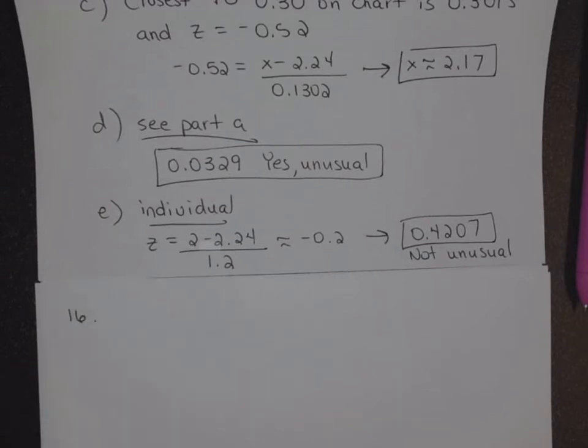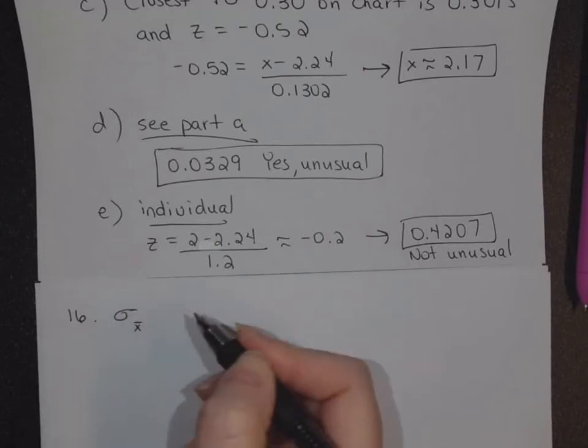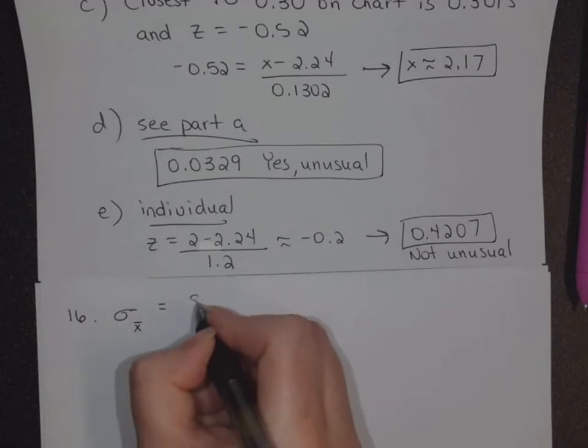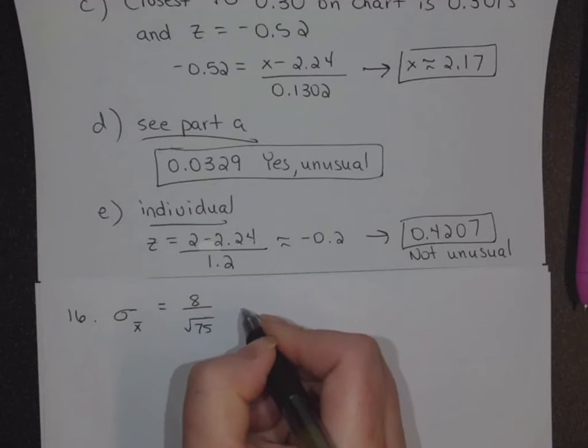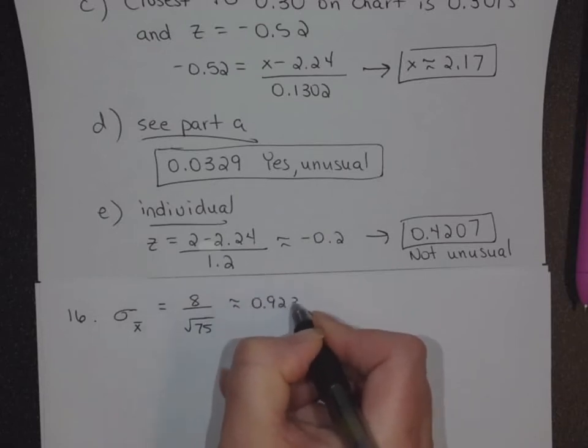All right, let's go to 16. 16 is really, really similar. I think 17 actually is too. Well, actually 17 is a little different, but 16 is really, really close. So the first thing is we can use the normal distribution since 75 is bigger than 30, right? So we need to find the new sample mean standard deviation, which is 0.92376.